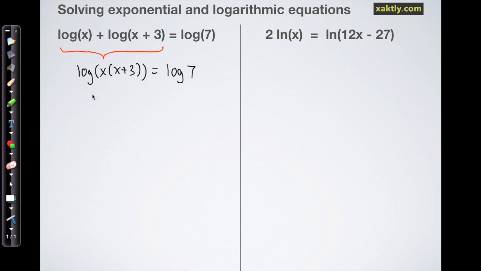Now what I've got is the left side equal to the right side, and that's a whole log equal to a whole log. And if those logs are equal, then the contents of those log functions also have to be equal. And that's our key to solving this problem. So we'll just drop the log function off and write x times x minus 3 is equal to 7, and then solve that as a quadratic equation.